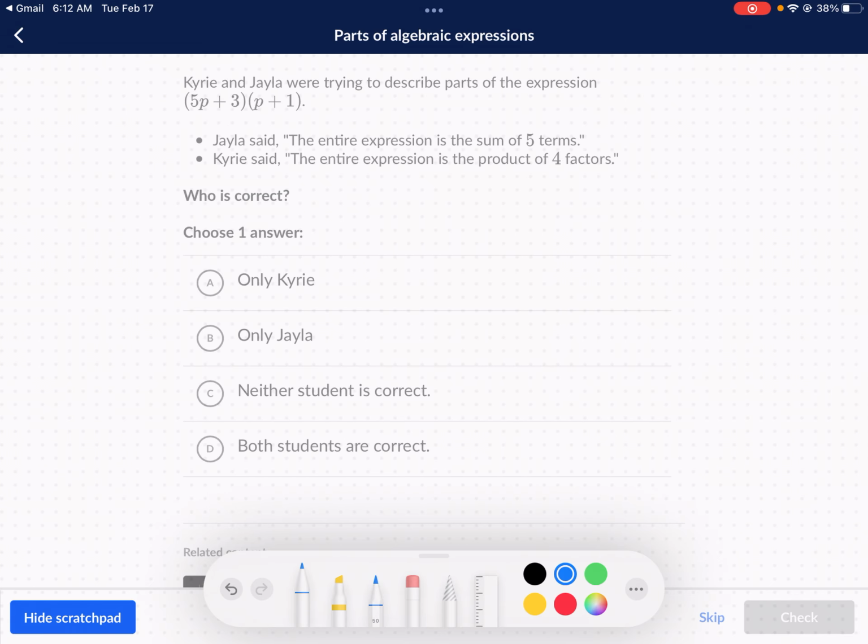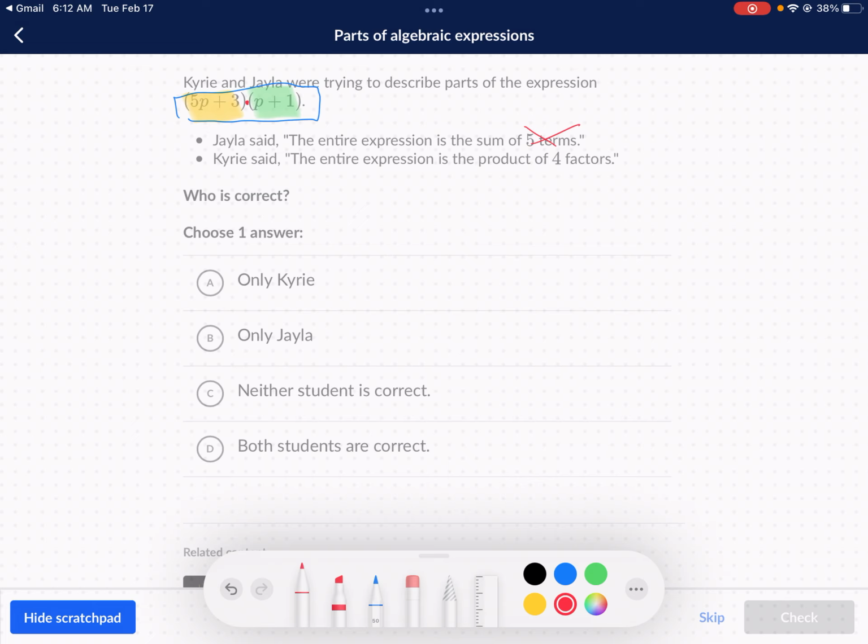So we have this expression here, and it's really just the multiplication of 2 separate parts, right? We have the 5p plus 3, and we have the p plus 1, and it's just the multiplication of that. So if you're not going to multiply it out, it's really just one term that's got 2 factors, the yellow and the green part, being multiplied together. And I know that's kind of confusing. It's like, well, they're right next to each other. Anytime you have parentheses next to each other, it means multiplication. So I'm going to disagree with the first guy here, that there's not a sum of 5 terms.